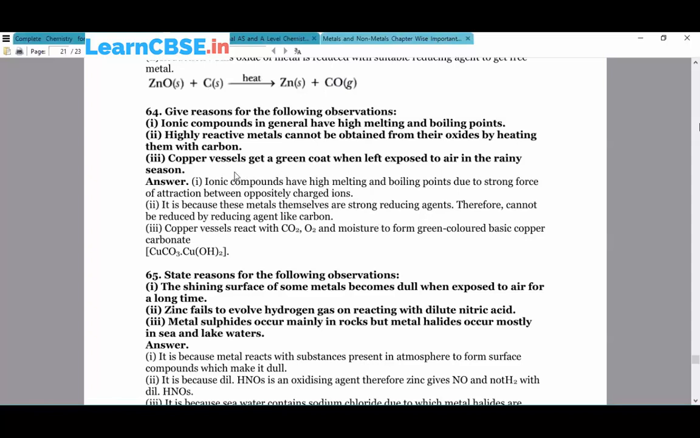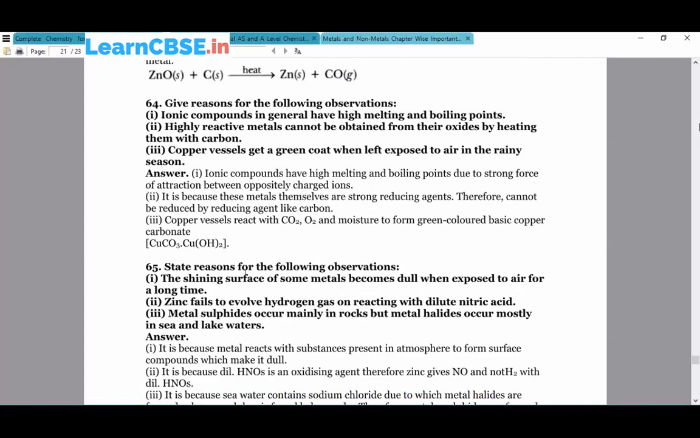Copper vessels get a green coat when left exposed to air in the rainy season, because copper easily reacts with carbon dioxide, oxygen and moisture to form green colored basic copper carbonate, CuCO3.Cu(OH)2.